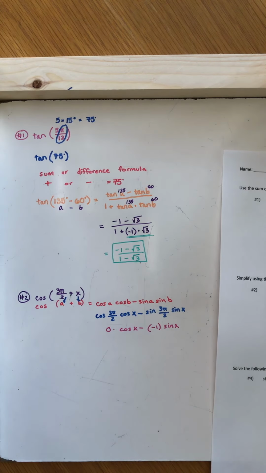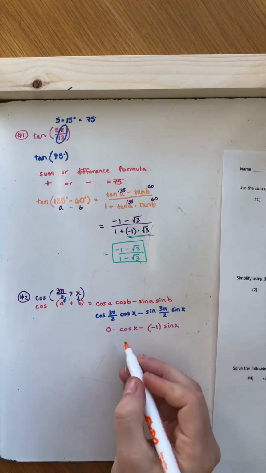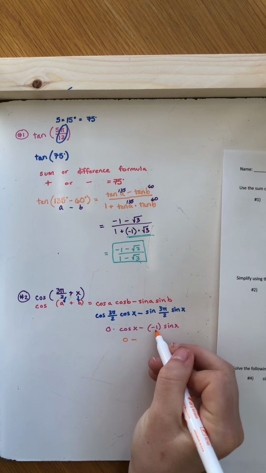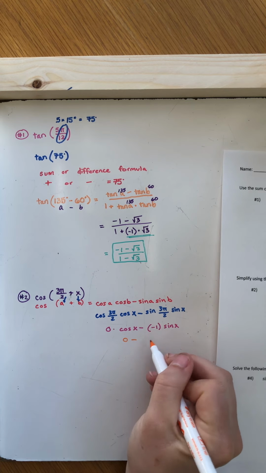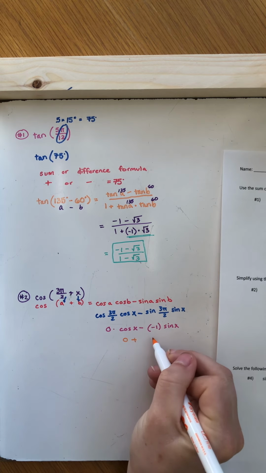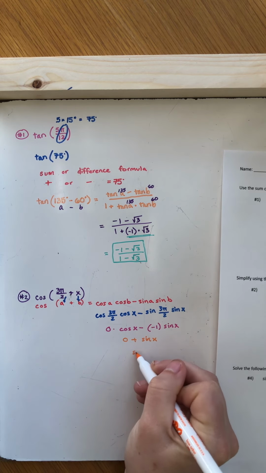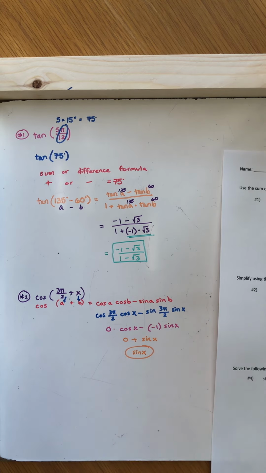And then we're just going to be simplifying. 0 times cosine x, that makes 0. Negative times -1 here, we're going to get a positive sine of x. And 0 plus sine of x just leaves me with sine of x.